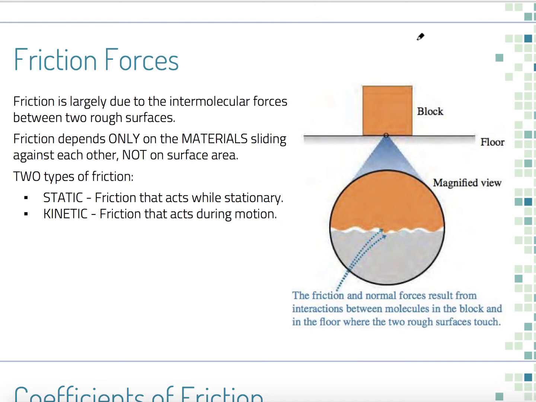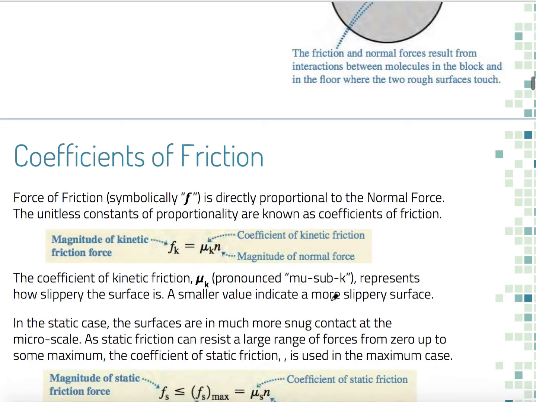And we actually split those resistances into two main categories. We had a static case, where we have the friction that acts while stationary, and we had the kinetic case, where the friction acts during motion. So let's go on and review what is different about these two.